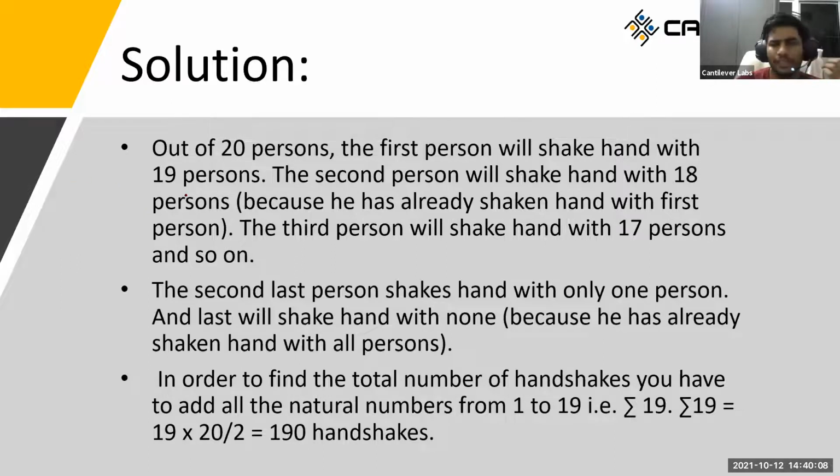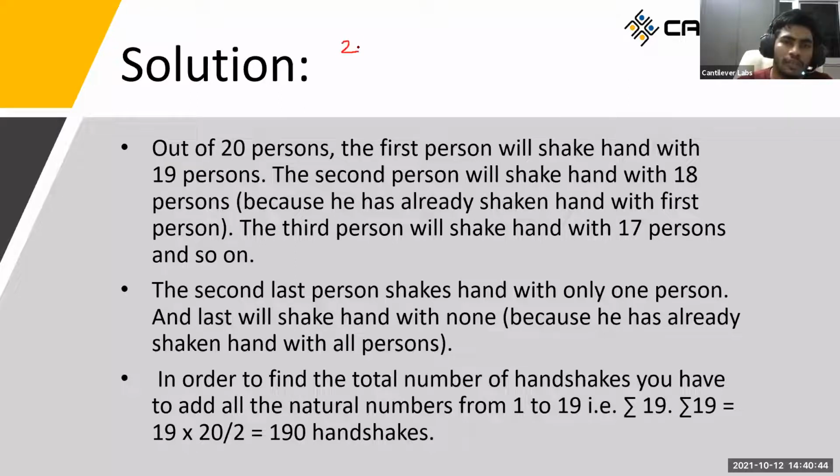So going by the basic rules, out of the 20, the first person will shake hand with 19 others. The second person will shake hand with 18 others, because the first person has already shaken hands with the second person, so he need not shake hand with the first person. And going on, the third person will shake hand with 17 persons, and so on. So the second last person will shake hand with just a single person, and the last person will shake with none, because everyone has shaken hand with him.